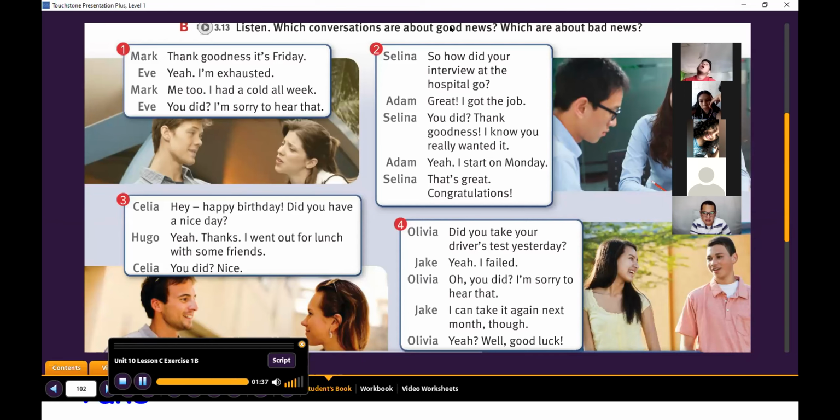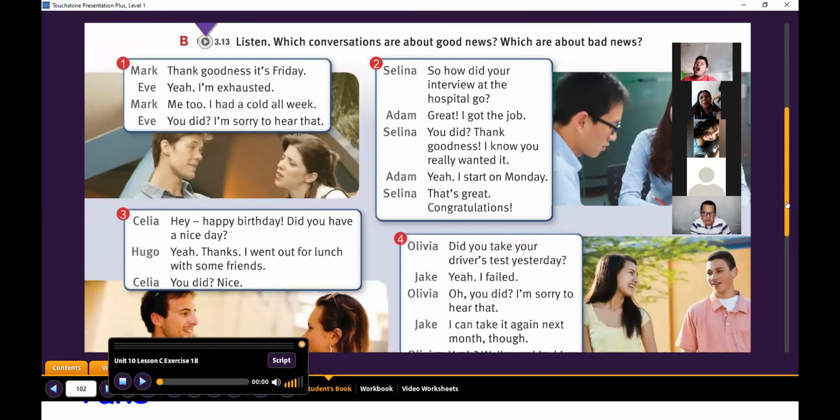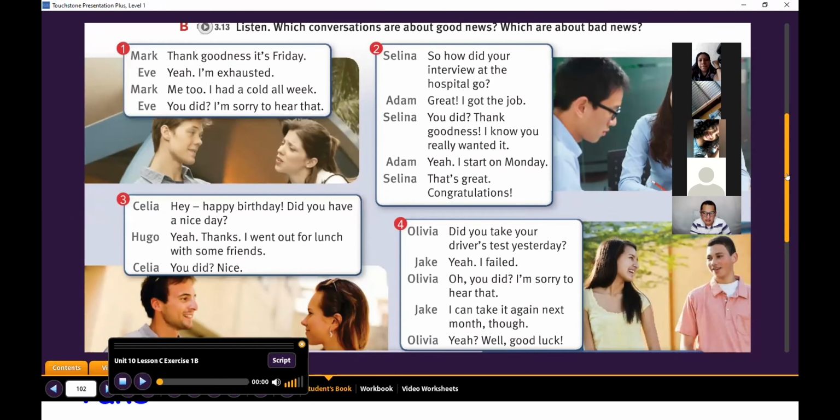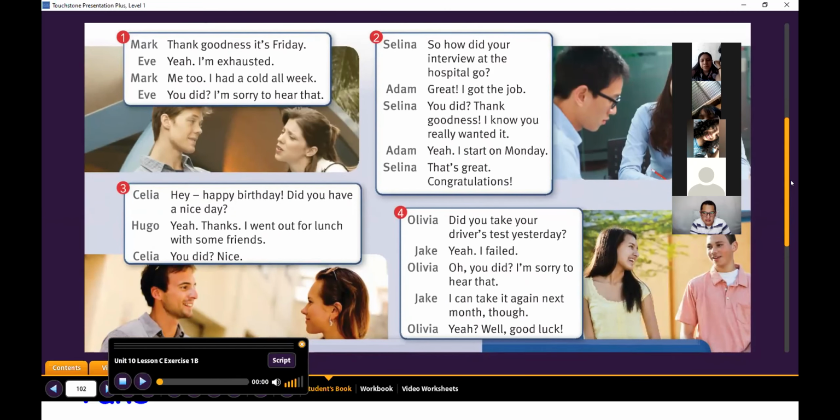Okay, so here we have four different situations. And the instruction says, which conversations are about good news and which ones are about bad news? Number one, is it about good news or bad news? Bad news. Good news. Why? What is the problem? Good news.